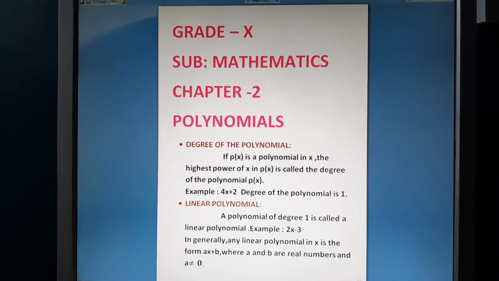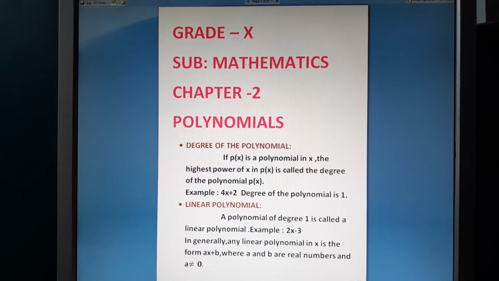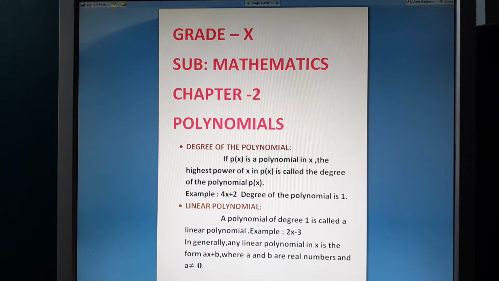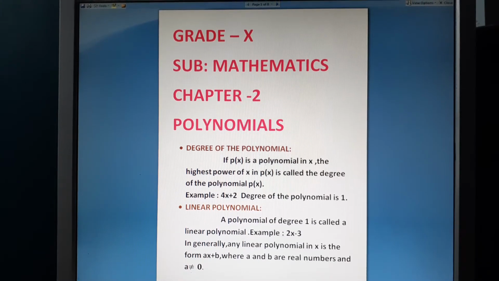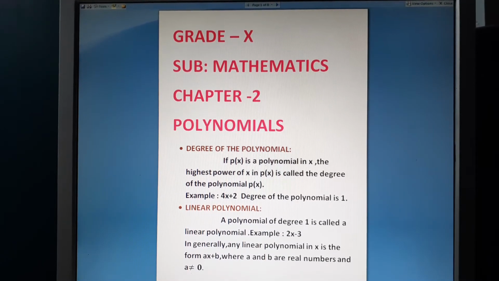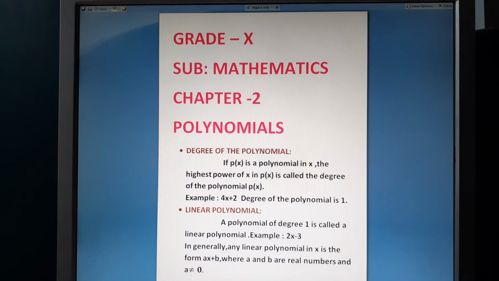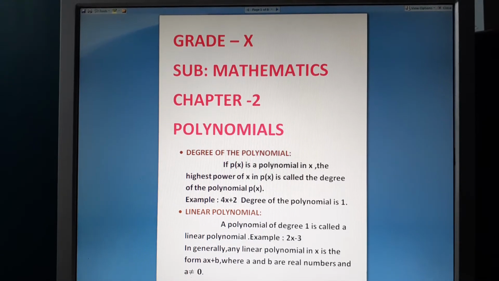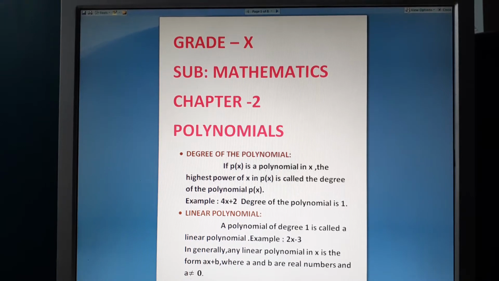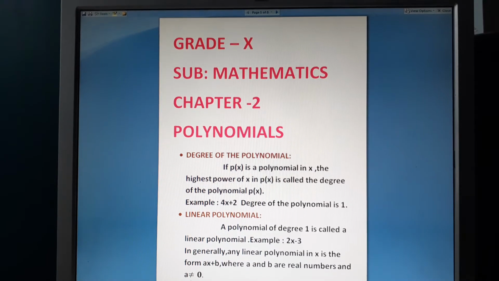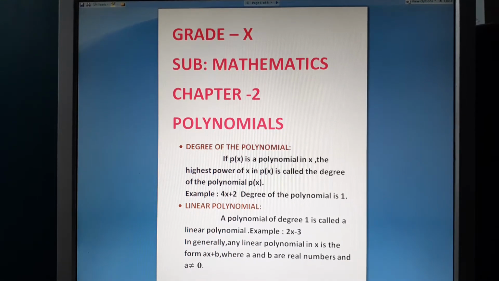Degree of the polynomial. If p of x is a polynomial in x, the highest power of x in p of x is called the degree of the polynomial p of x. Example: 4x plus 2. Here the variable is x. The highest power of the variable is 1. So the degree of the polynomial here is 1.